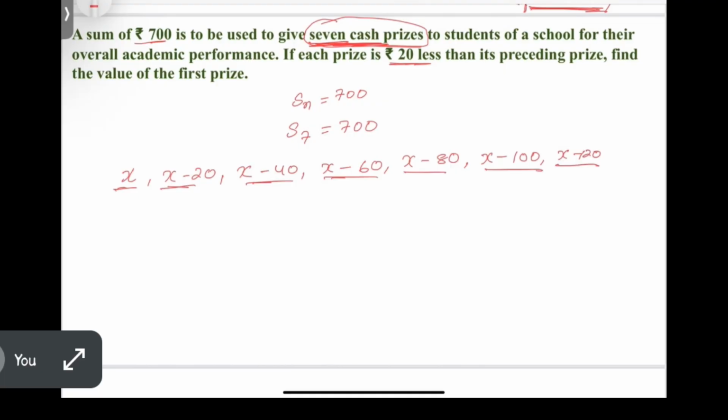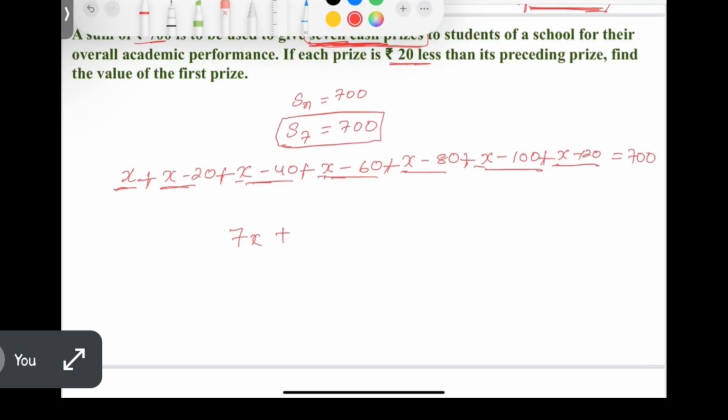But since we know this formula, the S7 formula, we can find the value easily, or without using the formula also we can get it, okay? If you don't know, let's say for example in the exam you forgot the formula, then you just sum all these terms, this one plus this one plus this one plus this one, giving me 700. So you add the terms here, 1 2 3 4 5 6 7. So I have 7x plus or minus, because all the terms are minus here.